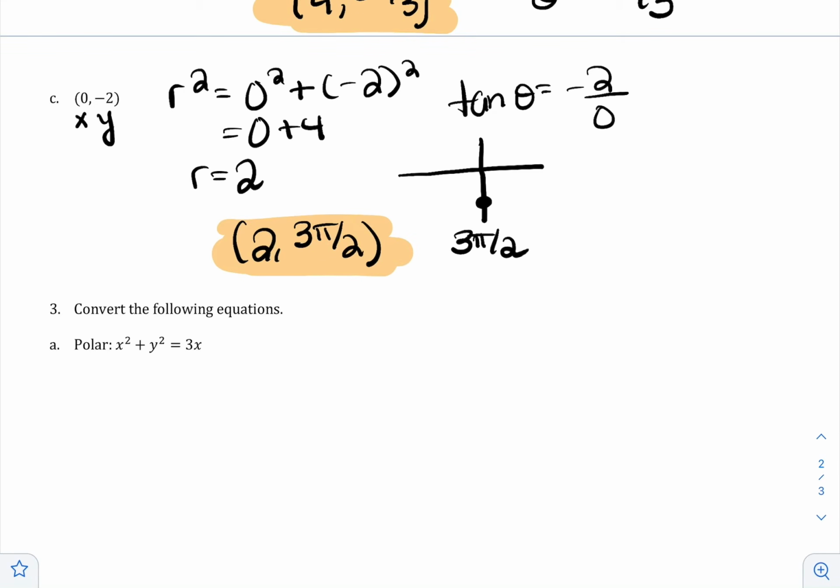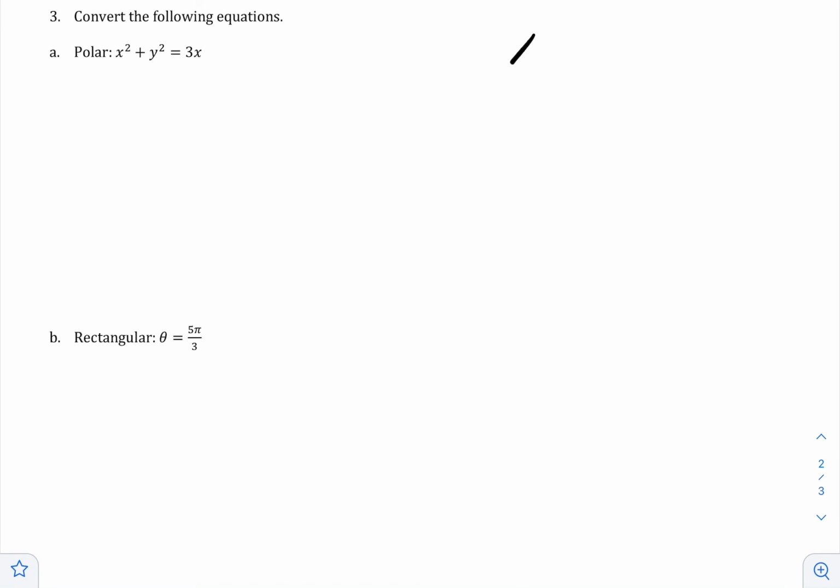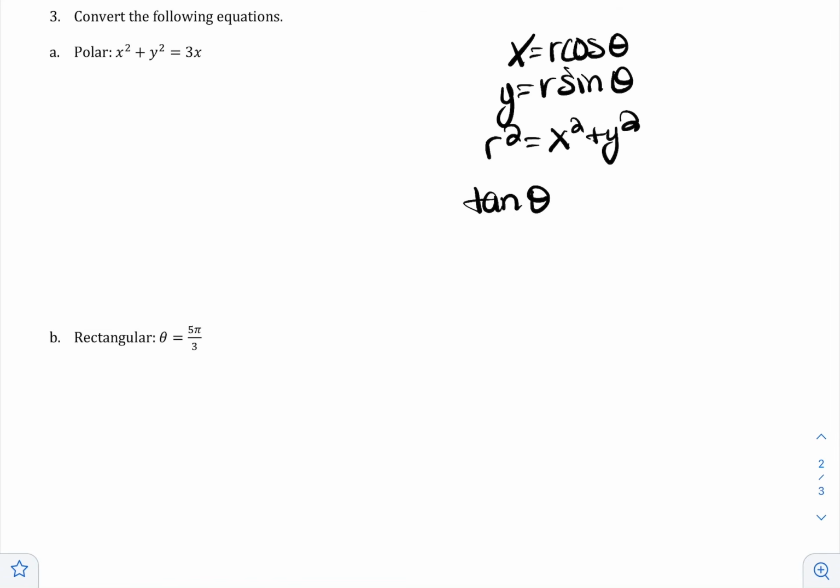Perfect. Now you can also convert equations, not just points. So what I'm going to do here is write my conversion formulas. x is r cosine theta, y is equal to r sine theta, r squared is equal to x squared plus y squared. And sometimes you'll use 1, sometimes you'll use 2 or 3, okay, it will just depend.